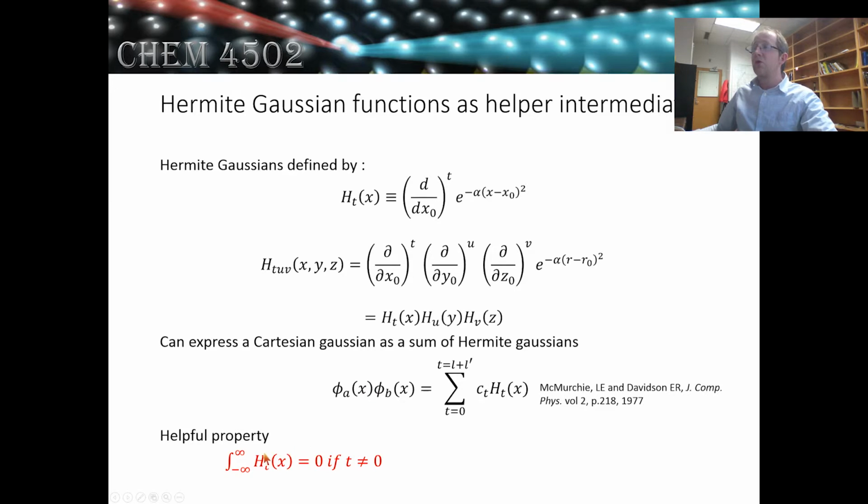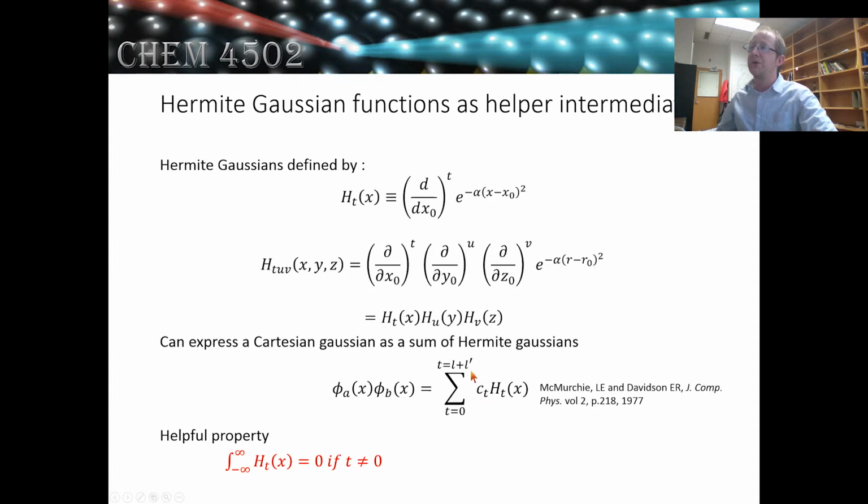So the way that we're going to do this is we're going to expand these basis functions in terms of Hermite Gaussians, and we're going to use the prescription laid out by McMurchie and Davidson in this paper from 1977. This paper uses recursion relations to find out what these coefficients should be. It's relatively straightforward and a little bit tedious, so I'm not going to go into it. Instead, I'm going to show an example, and then I'll show you how it's programmed into our code. So let's do an example.